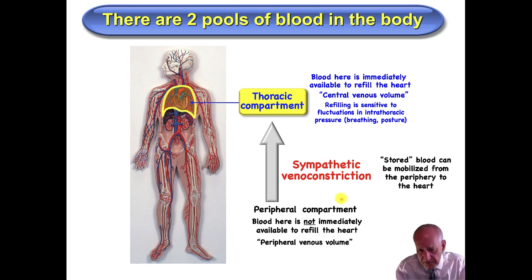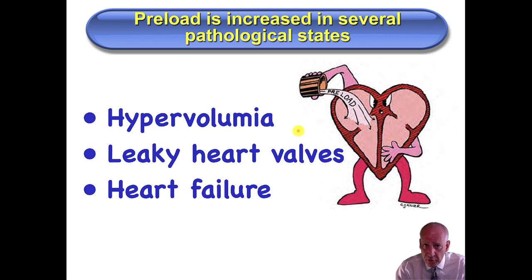So blood can be shifted from the peripheral compartment to the thoracic compartment in order to augment the filling of the heart, and this is all controlled by the sympathetic nervous system, which we'll talk about later. We'll also learn that preload is abnormally increased in several pathological states: hypervolemia, leaky heart valves, and heart failure.